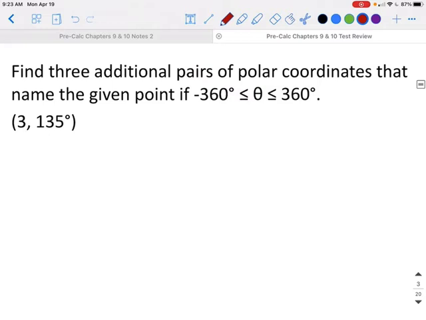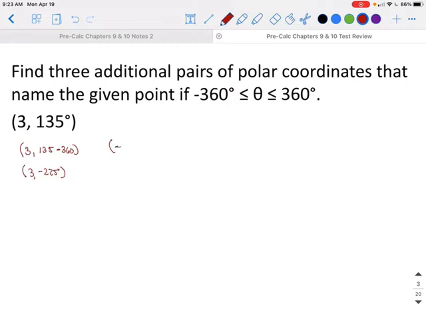Find 3 additional pairs of polar coordinates that are given between negative 360 and positive 360 degrees. So to do this, you can either add or subtract 360. If we add 360, that'll give us more than 360 degrees, so we will subtract 360 instead. So our first point can be 3 and negative 225 degrees.